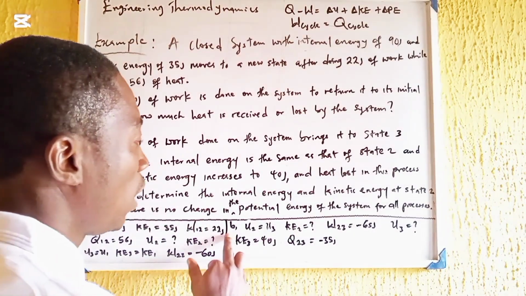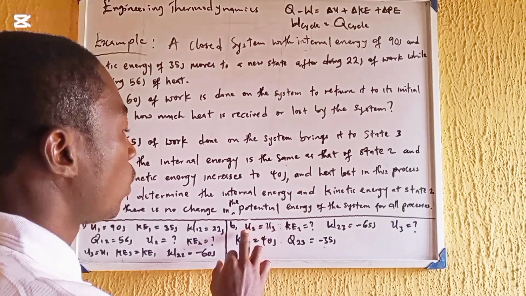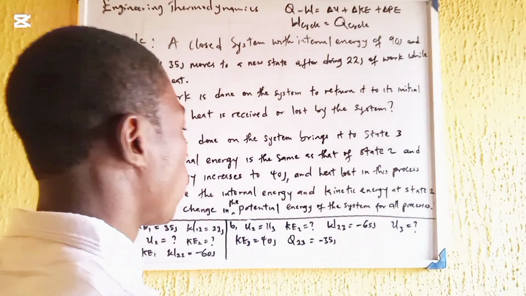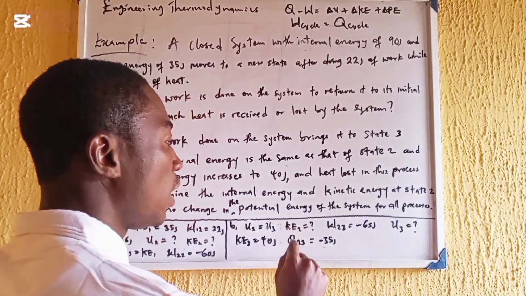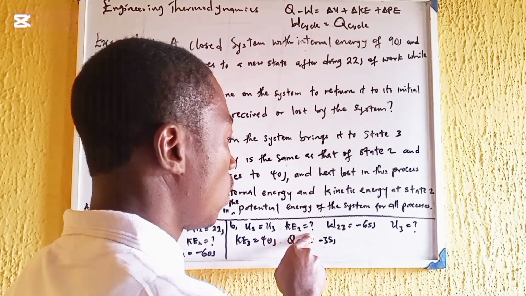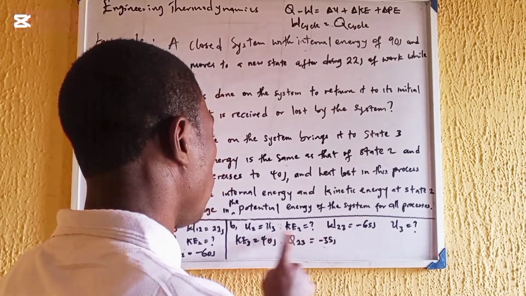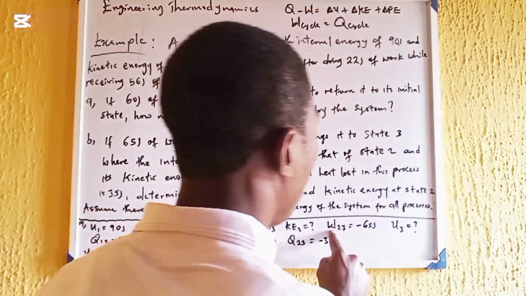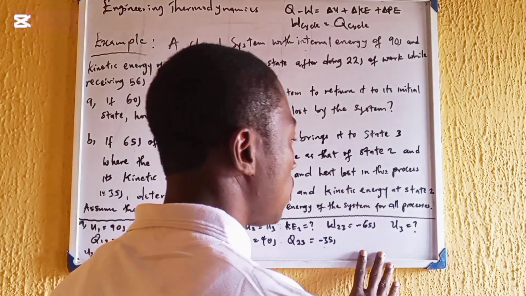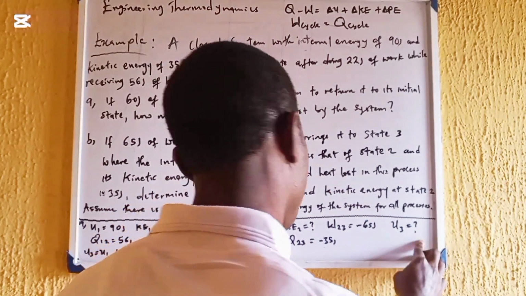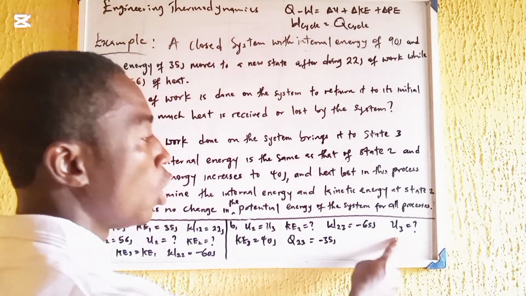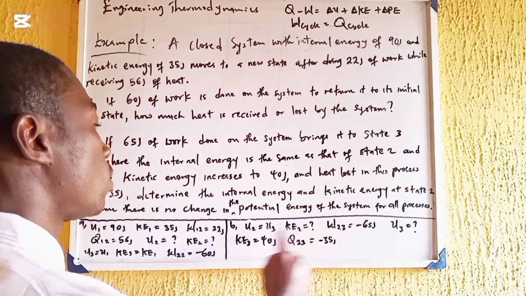Now for part B, we have U2 is equal to U3 because we were told that the internal energy is the same as that of state 2, that is, constant from state 2 to state 3. Then we're having KE2, question mark, that's unknown. We don't know the value and that's what we are looking for. We are looking for KE2 and we are looking for U2. Then work 2,3 is equal to minus 65 joules while work is done on the system. Then U3 is equal to question mark. We don't know what it is. So when we get U2, automatically we've gotten U3, or when we get U3, automatically we've gotten U2.